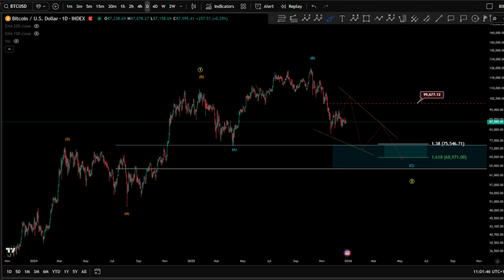Ending diagonal in a wave C, expanding flat. Of course, the target's still the same. Nothing has changed. Only the timing and the pattern has changed for this bear market.